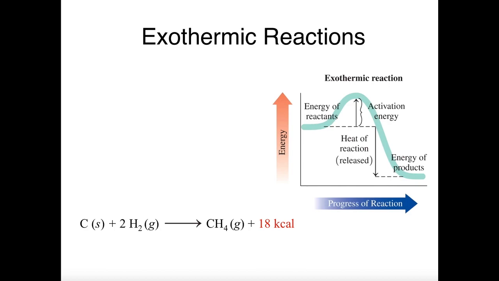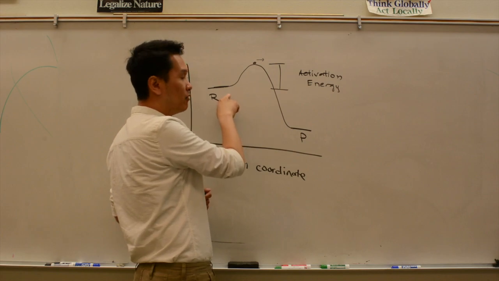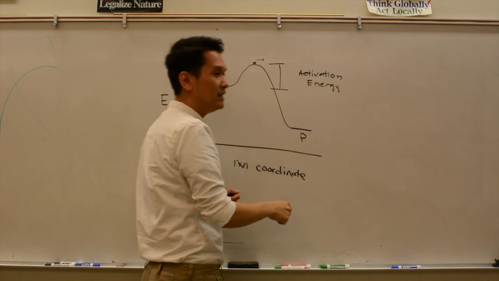So in an exothermic reaction, we see that the energy of the product is lower than the energy of the reactant. Because the energy of the product is lower than that reactant, when reactant converts into product, you are releasing that heat, right?